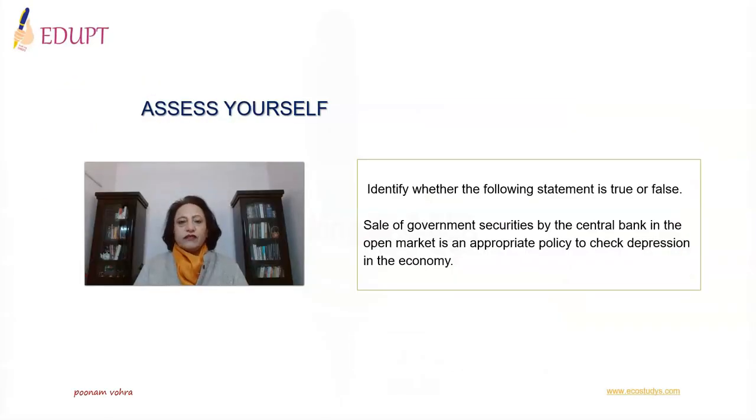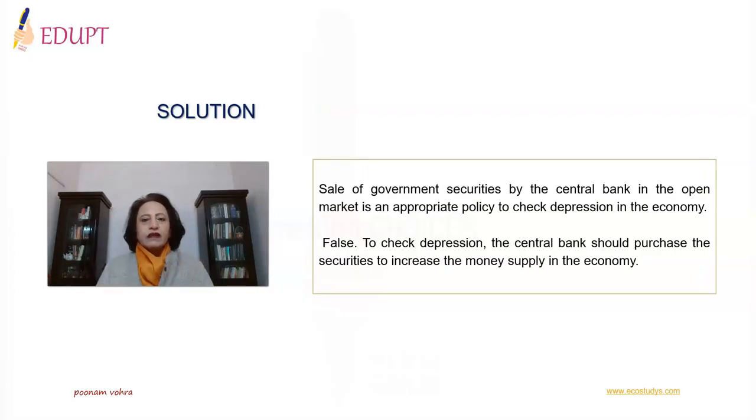Assess yourself. A statement is being given here. You need to identify whether the statement is true or false. Give reason also. The statement is, sale of government securities by the central bank in the open market is an appropriate policy to check depression in the economy. Now, please check your answer.